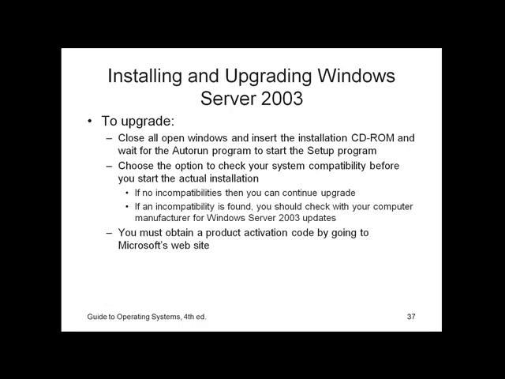As always, in order to upgrade, close all the open windows, insert the installation CD-ROM, and wait for the auto-run program to start the setup program. Be sure also that if you are upgrading a server environment, you have made arrangements to have that server taken offline and that your users do not need access to that particular server during the upgrade cycle. Choose the option to check your system compatibility before you start the actual installation. If there are no incompatibilities, of course, continue the upgrade. Like I said before, you will need an activation code prior to installing Windows Server 2003.